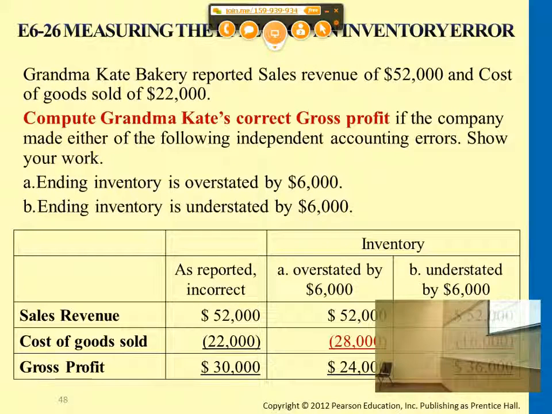Here, if ending inventory is understated by $6,000, you add the $6,000 back. For net income, you also need to add $6,000 back. Okay, gross profit, net income has the same effects direction. One is overstated, the other one is also overstated. Any questions so far?